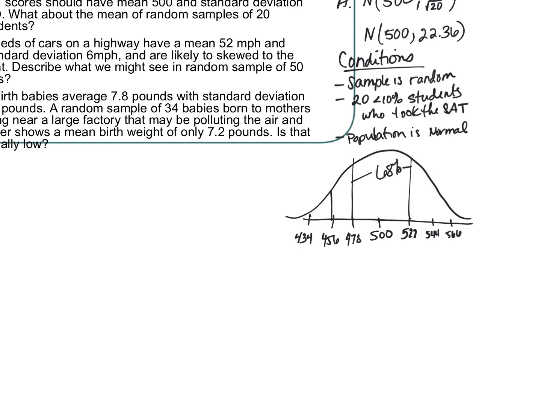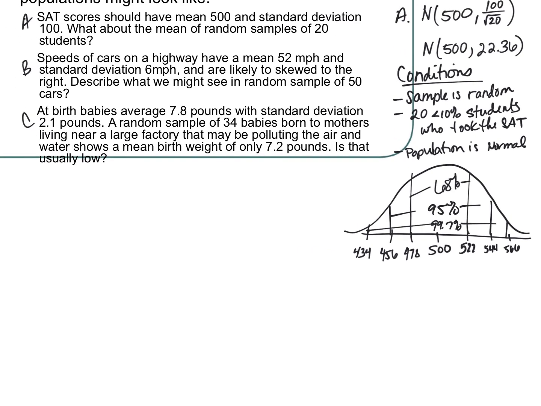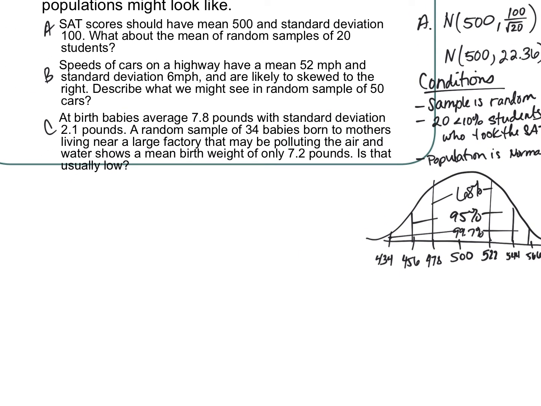But here we're talking about taking 20 students and averaging their scores. The more students you take, the bigger the sample size, the lower the standard deviation is going to be, because it's going to be less spread out when you take the mean of a higher number of students. So 95% of the time, that sample mean will be between 456 and 544. And 99.7% of the time, it'll be between 434 and 566. And you can write those sentences.